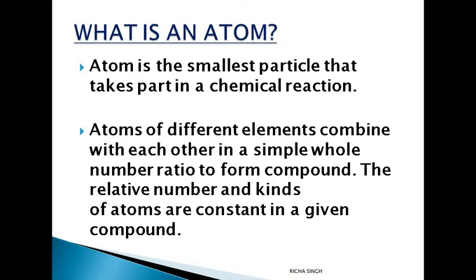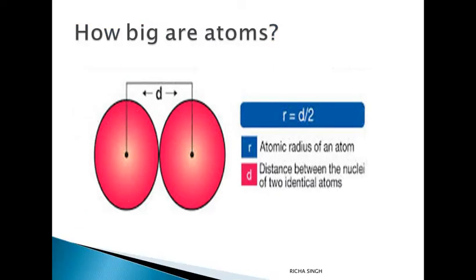Then how big are atoms? You all know that atoms are very small. You cannot see them through any microscope. If more than a million atoms are placed on top of each other, they will just form a thin layer, the thickness of a sheet of paper. So how do we measure? We measure the size of the atom in terms of the atomic radius.